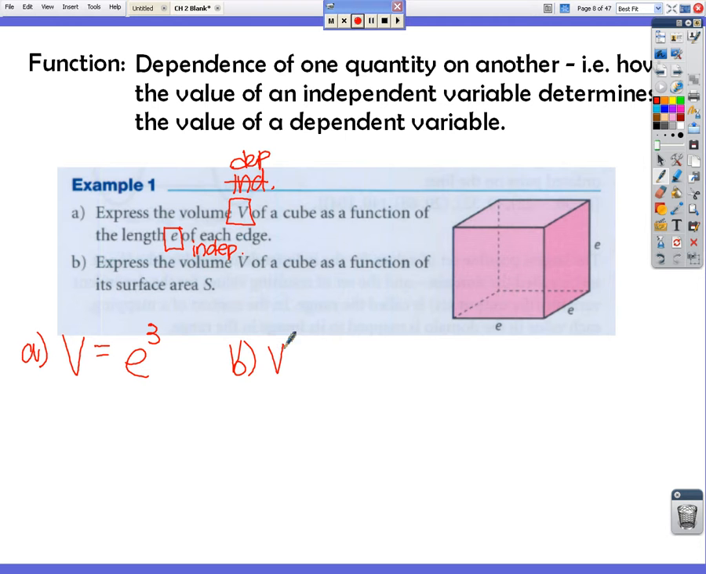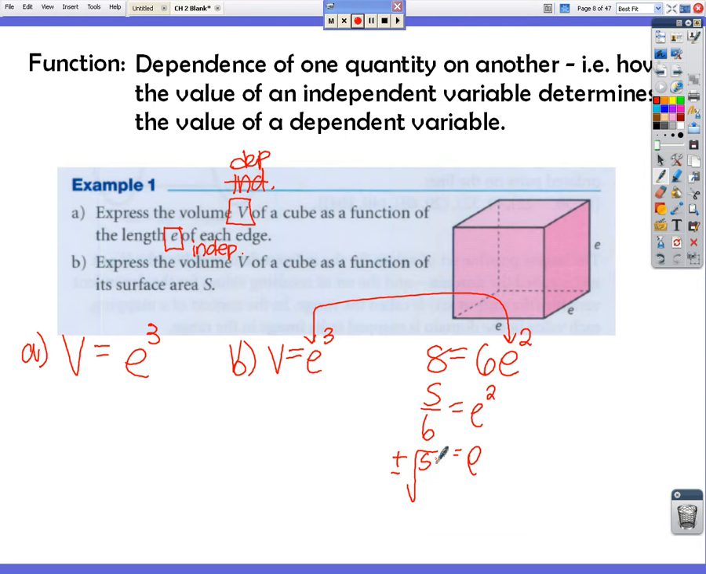Part B says take what you have from part A, but instead I actually want it in terms of the surface area. Well, first I'd have to figure out what the surface area is. Surface area would be the 6 faces that all have the same area. The area of each face is e squared. So to get the volume in terms of surface area, you'll notice that the relationship between the two is the independent variable. So I'm going to solve for that. S over 6 is equal to e squared. e is equal to the plus or minus square root of S over 6.